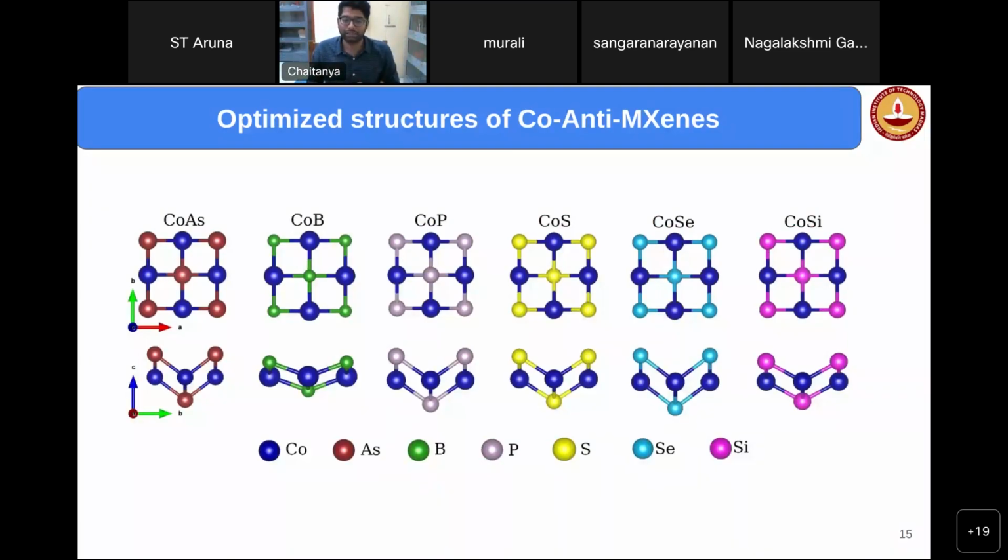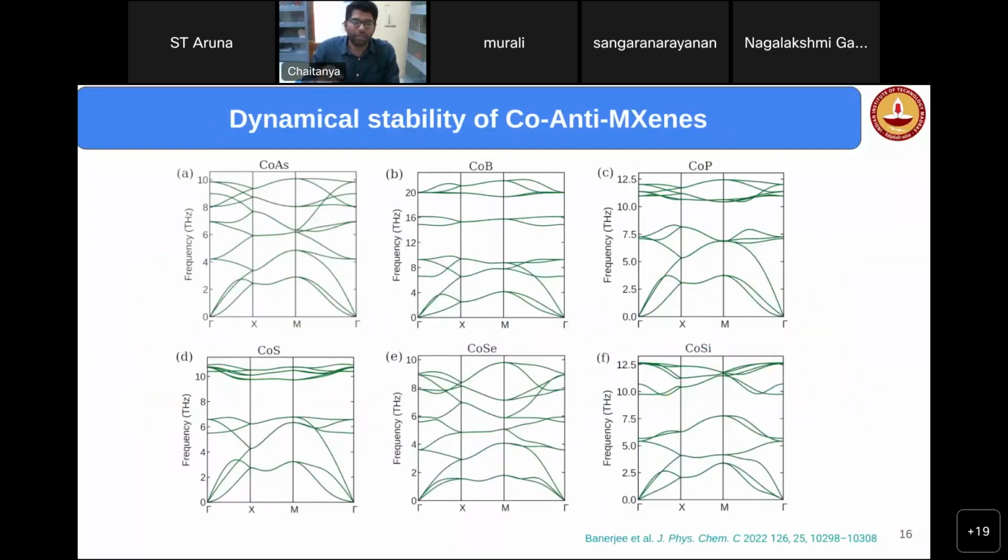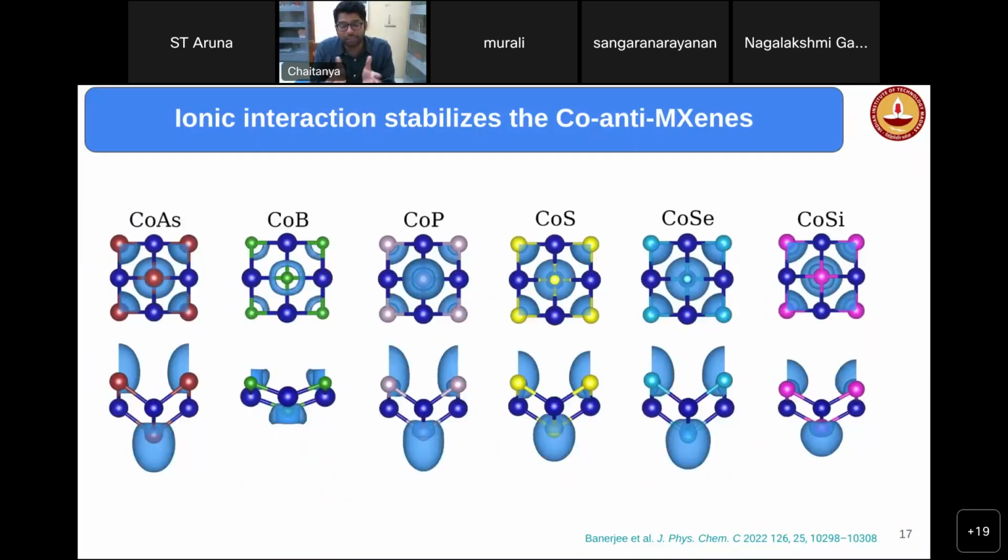This is our understanding. So first we have studied the dynamical stability of these systems. Here, what you need to understand is that whenever there are no negative frequencies in them, they are called dynamically stable. As you can see, there is no such negative frequency here. So all of them can be considered dynamically stable materials. And how these materials are stabilized is the question.